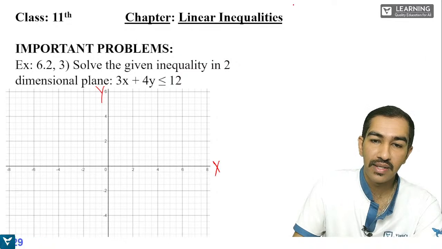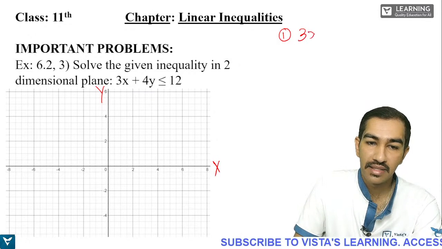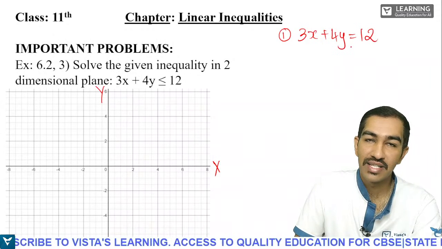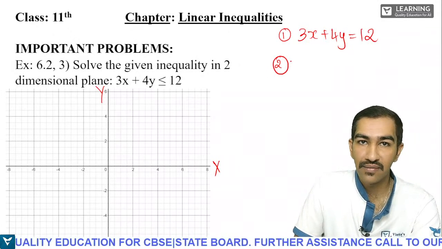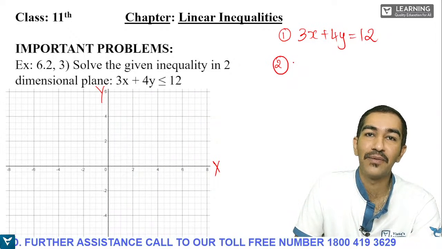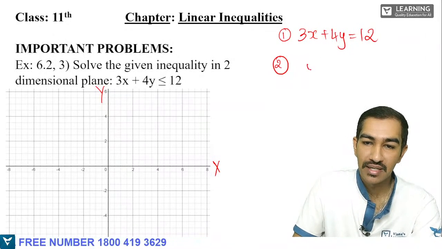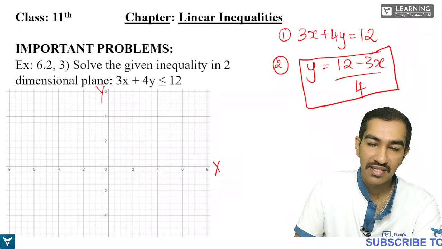What is the given inequality? Step number 1, students: write the given inequality in the form of an equation. It will become 3x + 4y = 12. So this is step number 1. What is step number 2? Find out x and y. Or if you don't want to find both, there is another simple thing you can do: only find out y. So from the equation, y will be equal to (12 - 3x) divided by 4. If you only find this much, that is also fine.